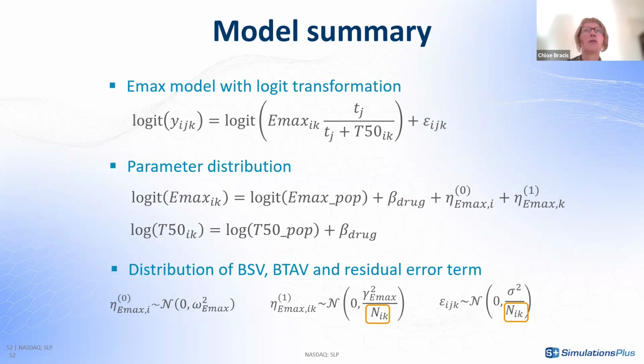So to summarize our model, we have an Emax model with a logit transformation to assure that our observation stays between 0 and 1. For our 2 parameters, we have Emax, also with a logit distribution, and our T50, a log normal. For both of them, we have a drug covariate. And for Emax, we have both between study variability and between treatment arm variability. And if we look at our residual error and our between treatment arm variability, those are both weighted by the number of individuals. So we're going to need to do some model transformation in order to be able to do that weighting.